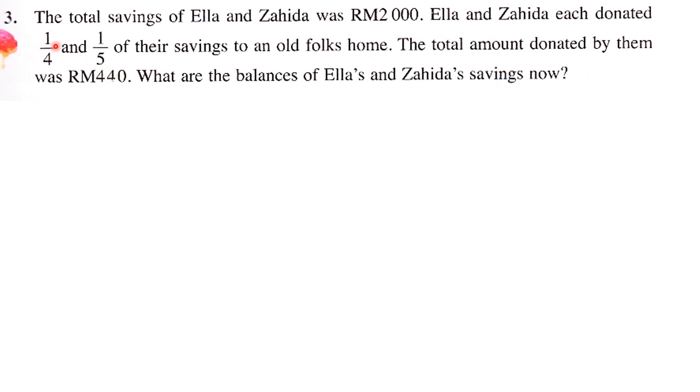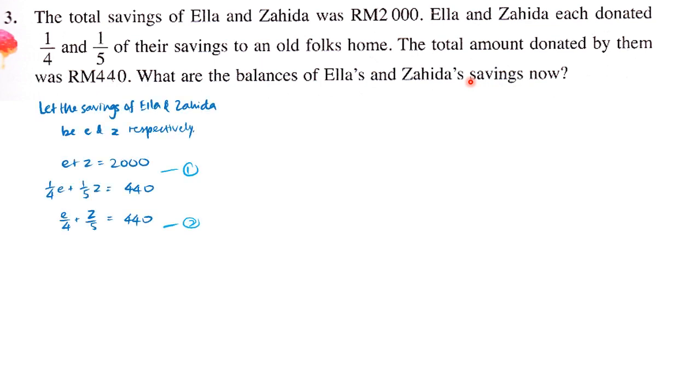So this amount times her savings, and this one times her savings will become 440. What are the balances of Ella's and Zahida's savings now? Okay, so let's define our terms first. Let the savings of Ella and Zahida be E and Z respectively first. So this will be E and this will be Z.